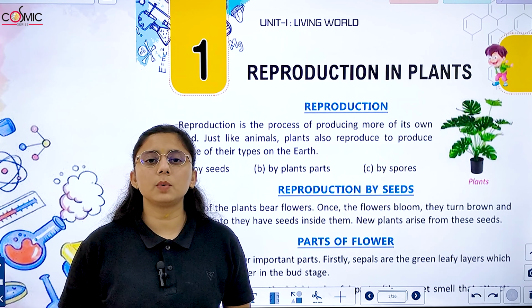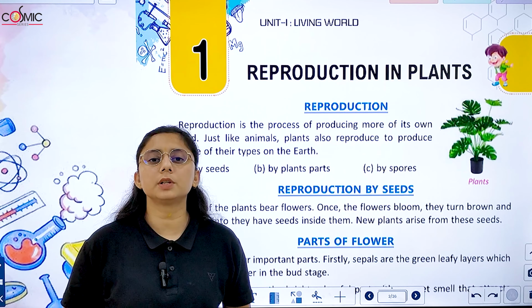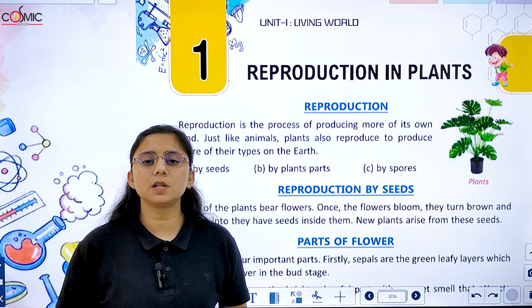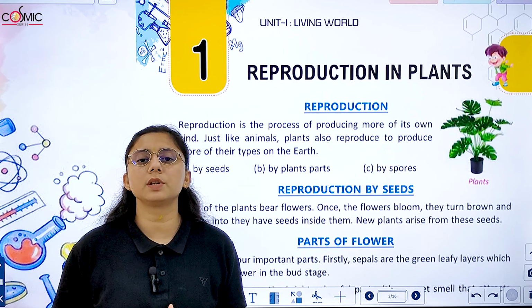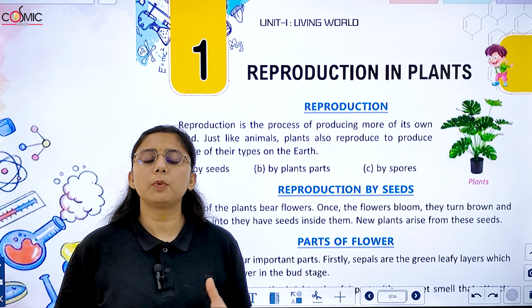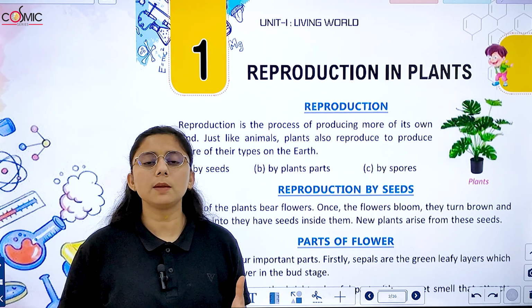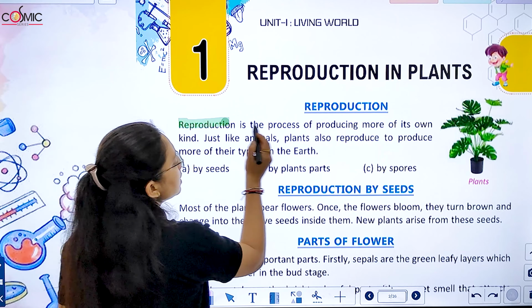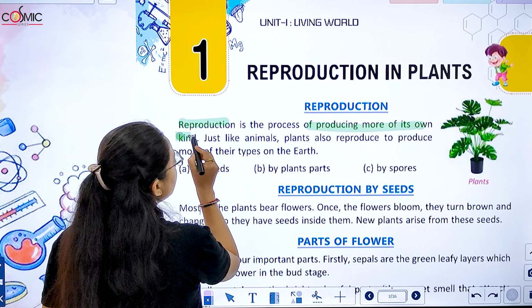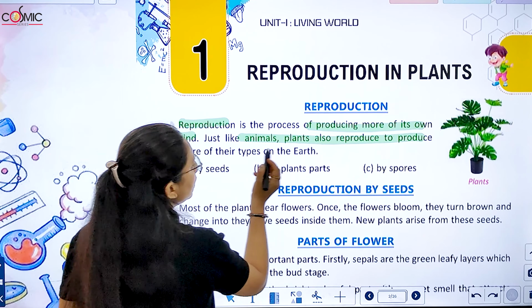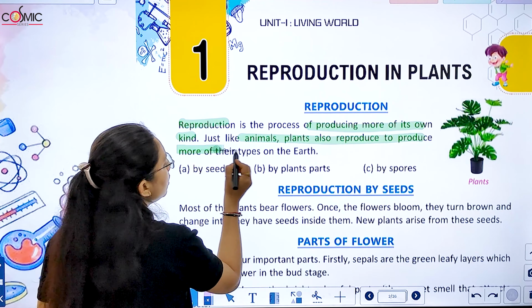Now today, let's start with chapter number one, reproduction in plants. In this chapter, I will tell you about reproduction in plants. What is reproduction? Reproduction is the process in which we reproduce the same kind. The same kind of plants, when we reproduce, that is known as reproduction. It is the process of producing more of its own kind. Just like animals, plants also reproduce to produce more of their kind.